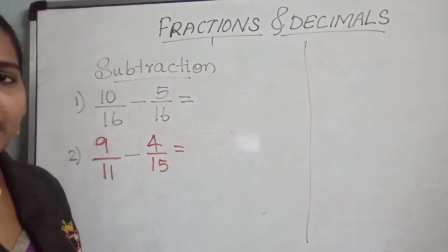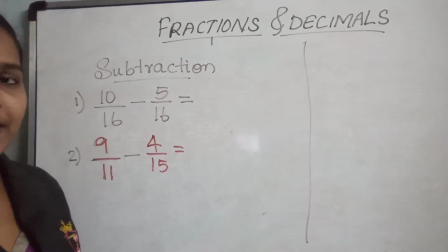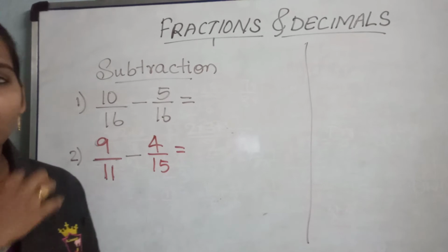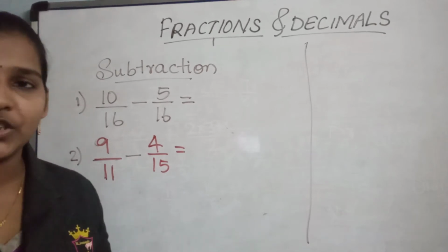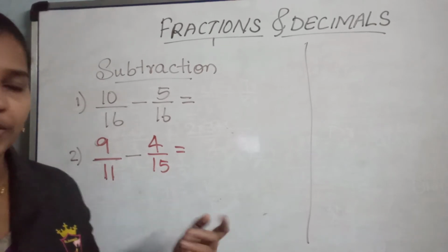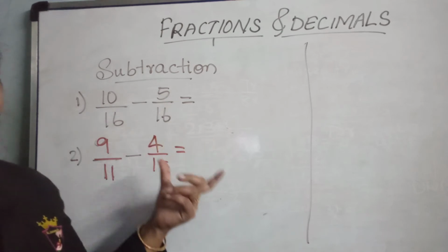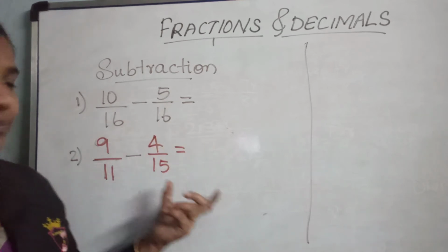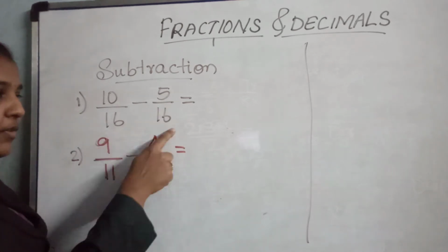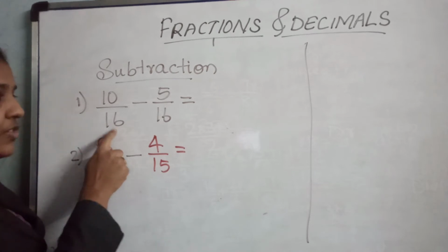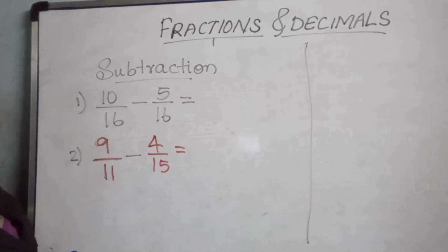Children, now the next type of question is based on subtraction. Okay, we already discussed the operation addition in fraction. Now we are discussing the subtraction in fraction. So here the first type of fractions are like fractions. So how to subtract two like fractions, that we will check.